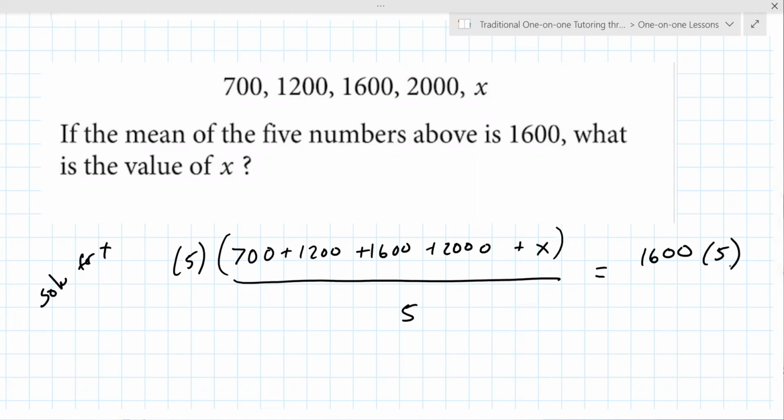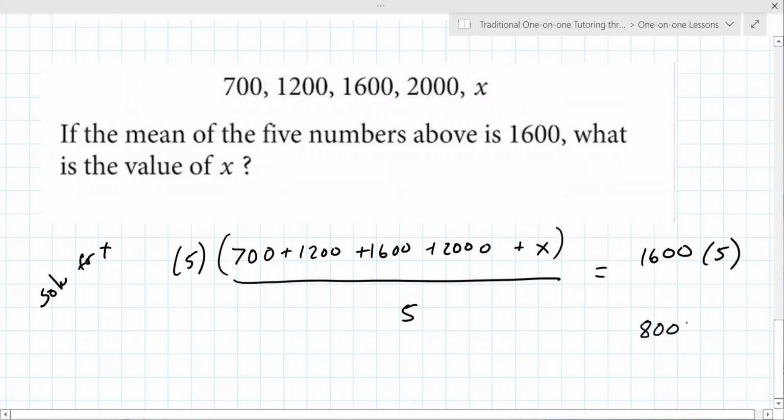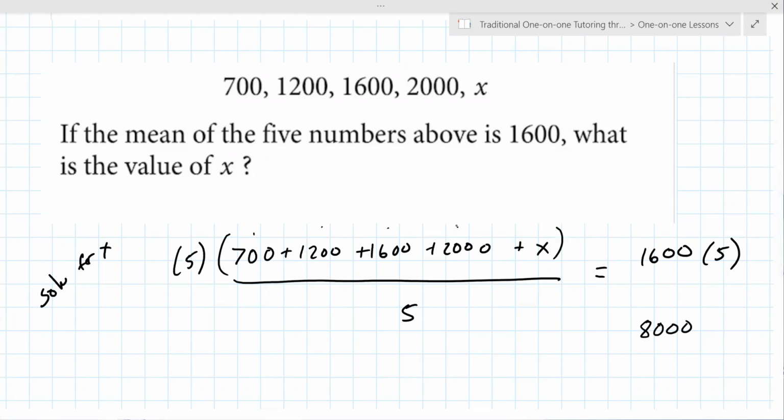I got 27,500. For 1600 times 5? Yes. 1600 times 5, I'm sorry. Should just be like 8,000. Oh, so yeah, it's 8,000. Okay, so then on the left side, I need you to add up 700 plus 1200 plus 1600 plus 2000. What I did before. I got rid of that number.